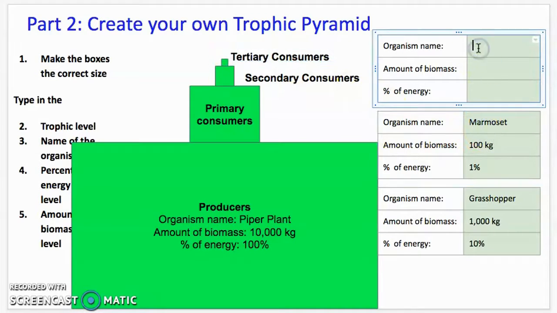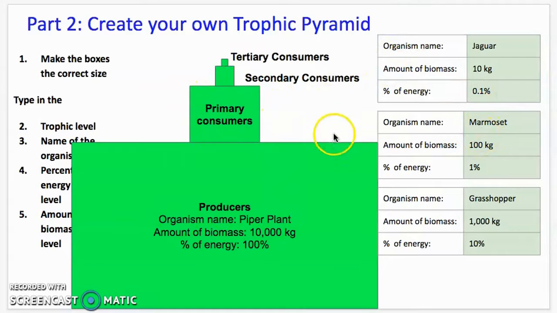So then my last one I need to fill in is my organism name. For tertiary consumer, it is the jaguar. The amount of biomass keeps getting smaller, so I went from 100 kilograms divided by 10. So that's going to give me 10 kilograms in the amount of biomass. And then for percent of energy, I had 1%, but I'm going to divide that by 10. So at the top, I'm going to get that I only have 0.1% of my energy left.